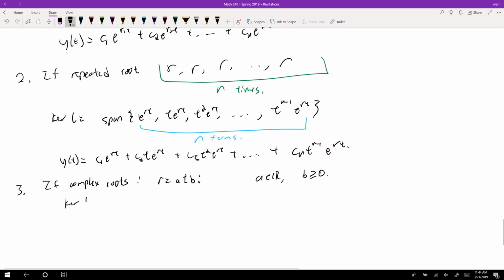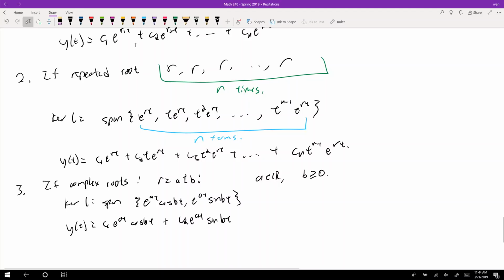So kernel of L is equal to the span of e^(at) cosine bt and e^(at) sine bt, and then y of t is equal to C1 e^(at) cosine bt plus C2 e^(at) sine bt.